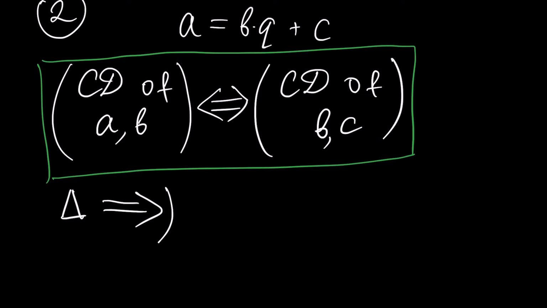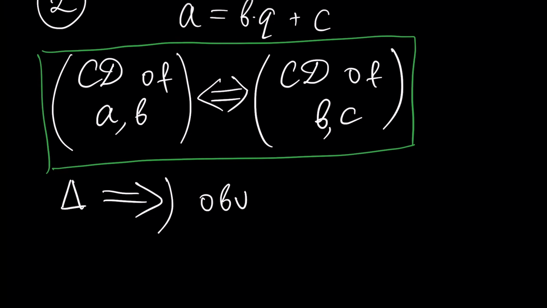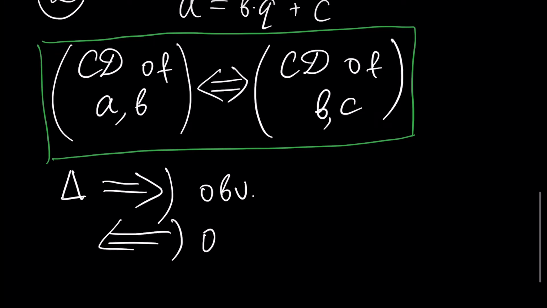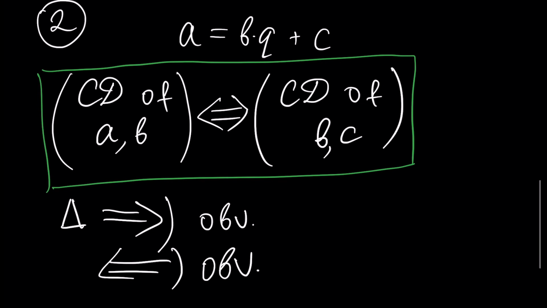And on the other side, the proof is also obvious, since if we have a number that divides numbers B and C, this divisor also divides A. And that's why this divisor divides A and B. And that's why the set of common divisors of B and C coincides with the set of common divisors of A and B. So the proof is over.